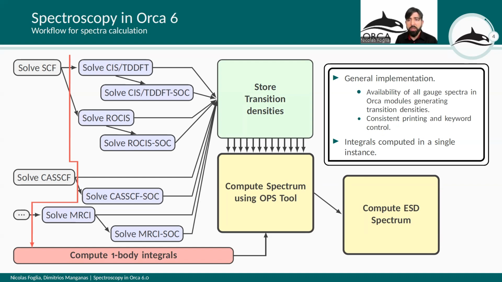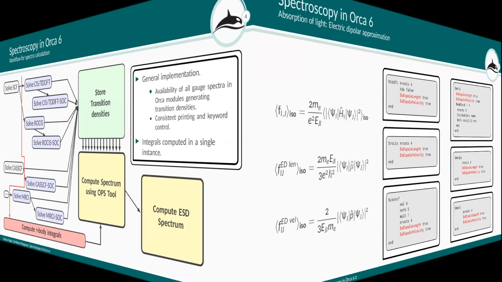This makes all Gaussian implementations available in all ORCA modules in a completely consistent way, which includes printing styles and keyword control. Additionally, OPS connects the transition moment directly to ORCA ESD for those cases in which the nuclear effects need to be taken into account.